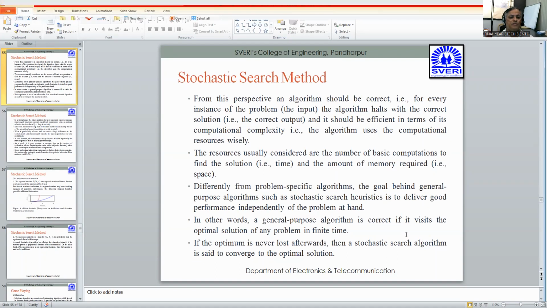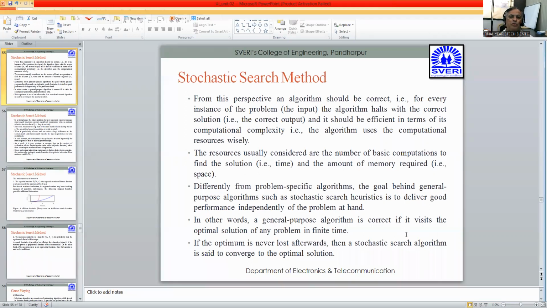Differently from problem-specific algorithms, the goal behind general-purpose algorithms such as stochastic search heuristics is to deliver good performance independently of the problem at hand. So the main task of stochastic search is to give good performance independent of what the problem in your hand is.